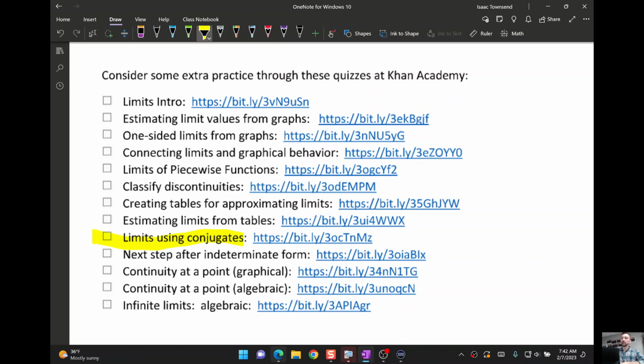If you go to this link, it will only test you on that one skill. If you go to this link, it will only test you on that skill.